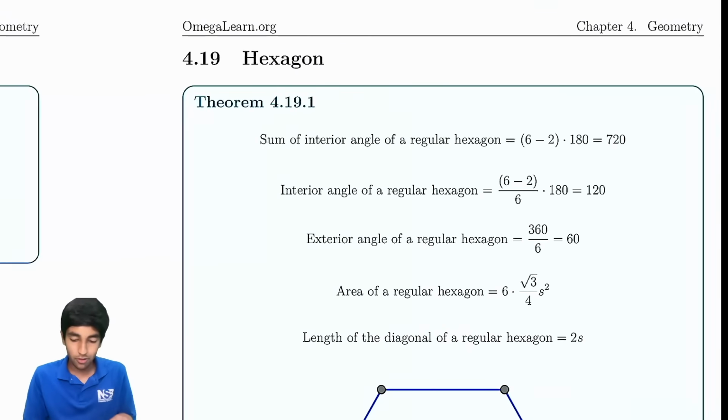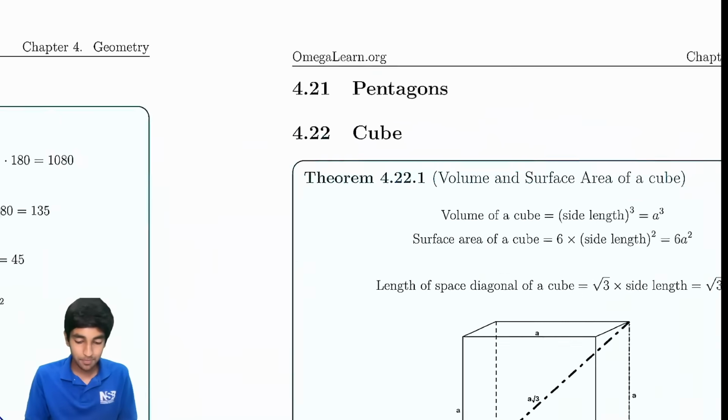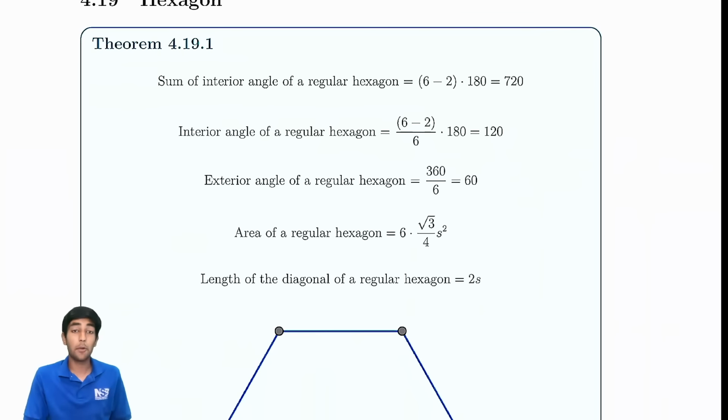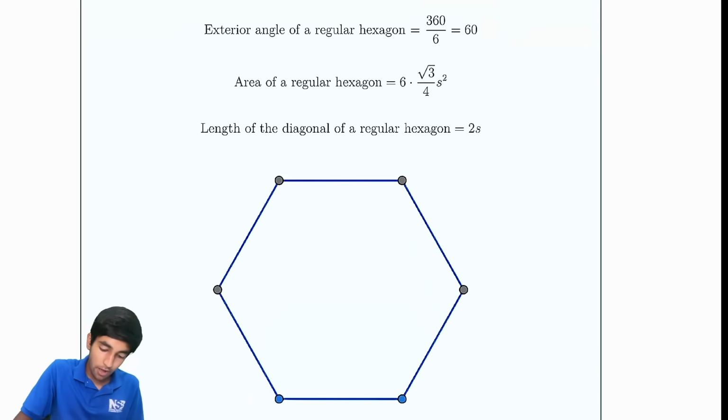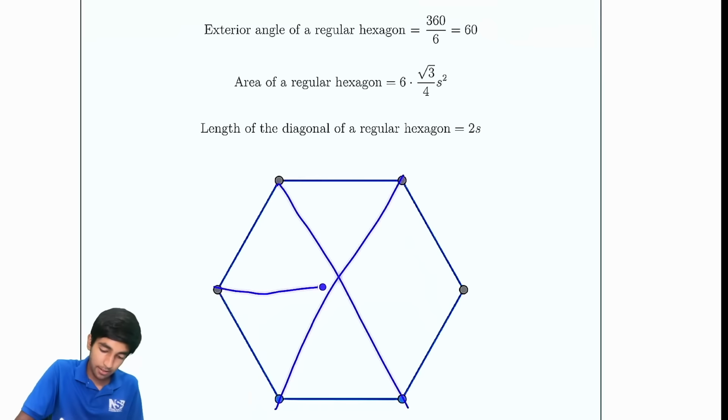And polygons, I'm not sure why there's duplicates here. Oh yeah, maybe because now we're talking about hexagons and stuff. This stuff is pretty simple, it's just derived from our previous formulas. The area of a hexagon is a neat little thing: you divide it into 6 equilateral triangles, each with a side length the same as the side length of the hexagon.